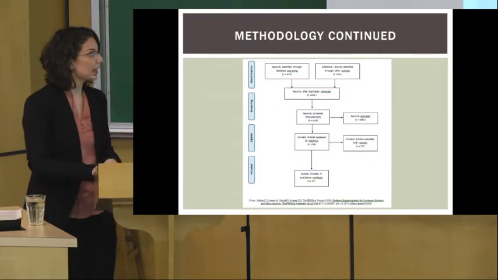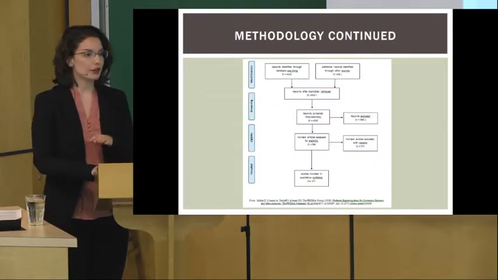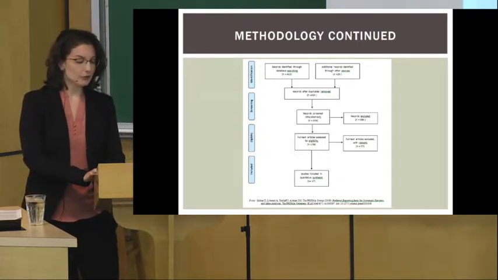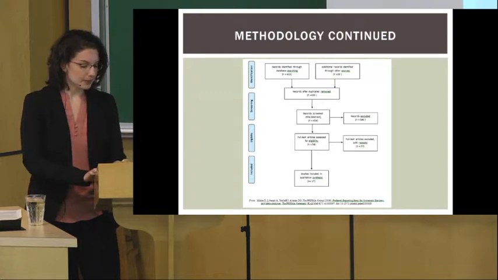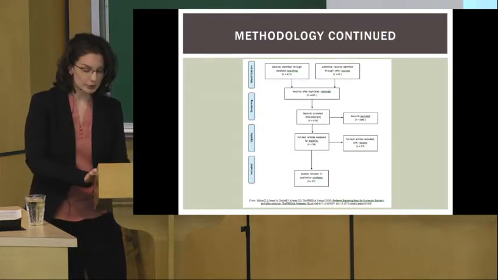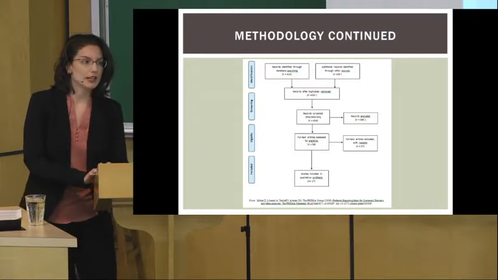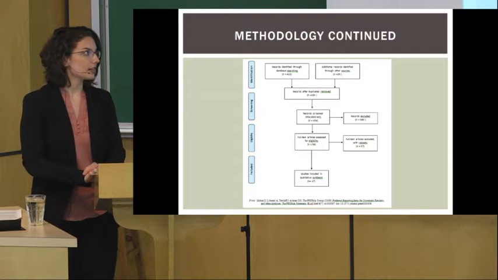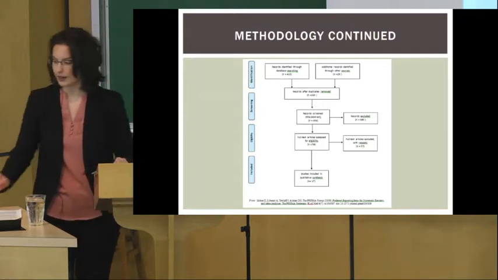The PRISMA flow diagram shown here just provides a bit of an overview of the review process. A total of 434 records were identified. After title and abstract screening, 380 articles were removed, leaving 54 full-text articles that were assessed for eligibility. And after this process, 17 articles were kept for final synthesis.